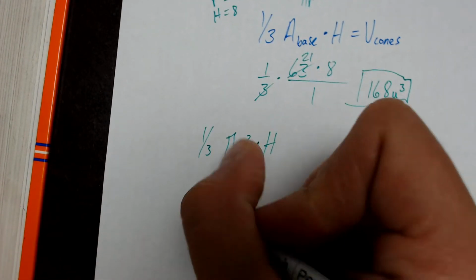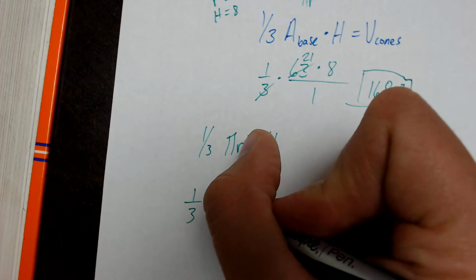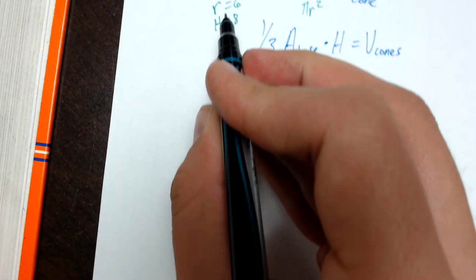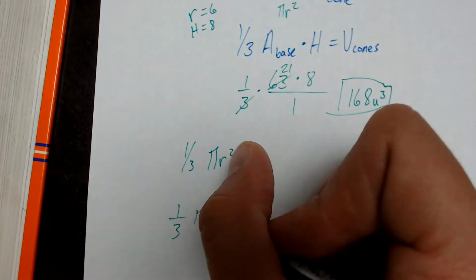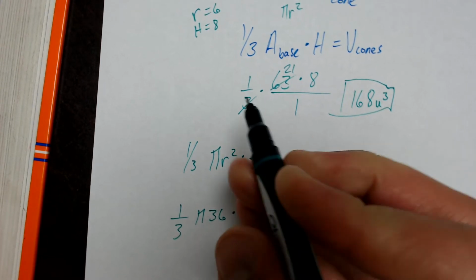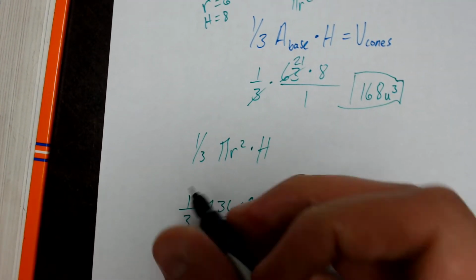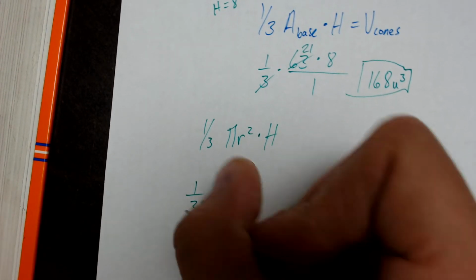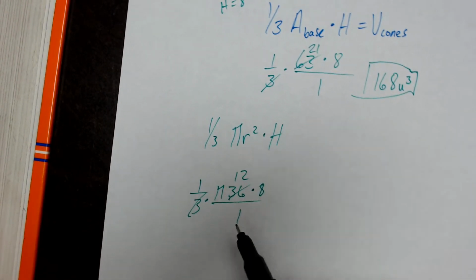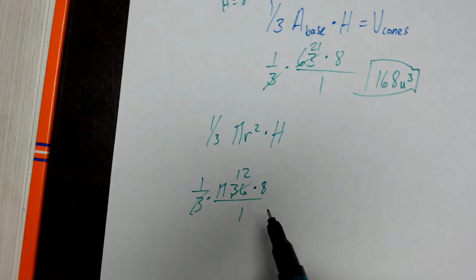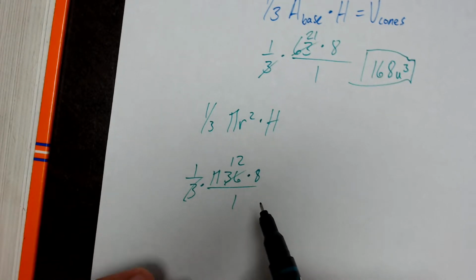So when we plug this in, what we actually have is 1/3 times pi r squared, which is 36, 6 times 6, times our height of 8. And then again, I'm going to try to cancel that 3. So 3 goes into 36 12 times, so pi times 12 times 8. 12 times 8 is 96.